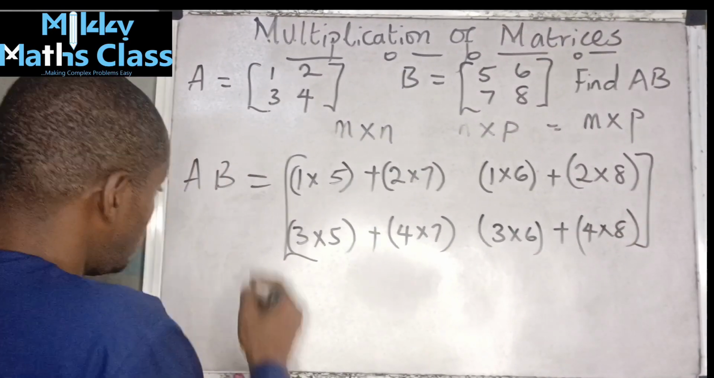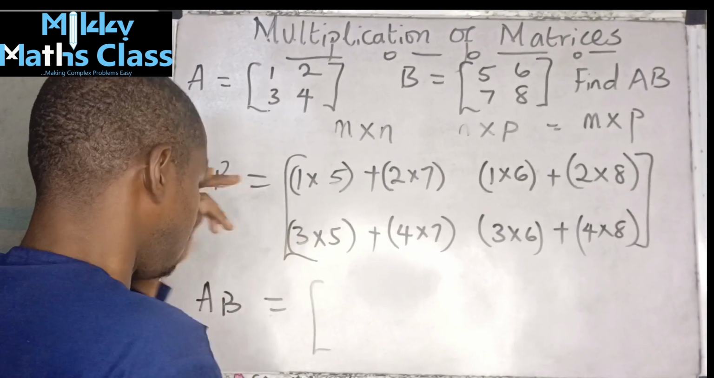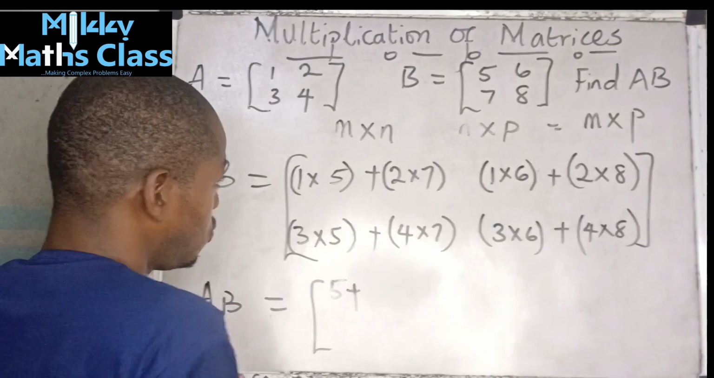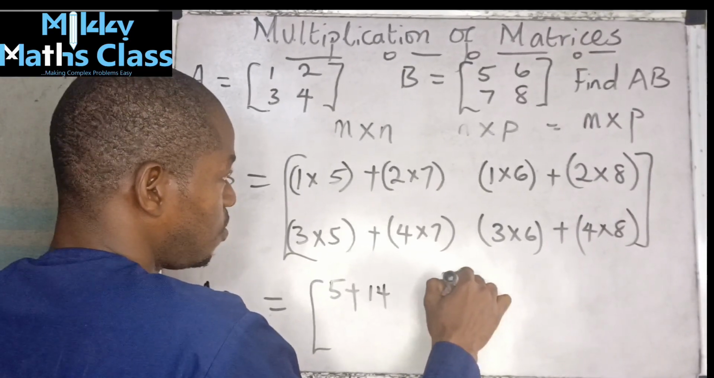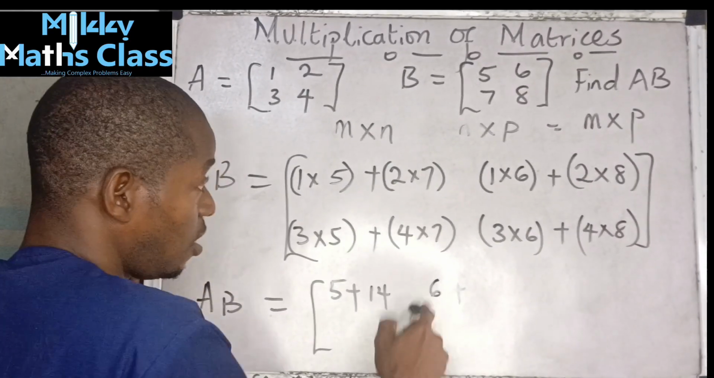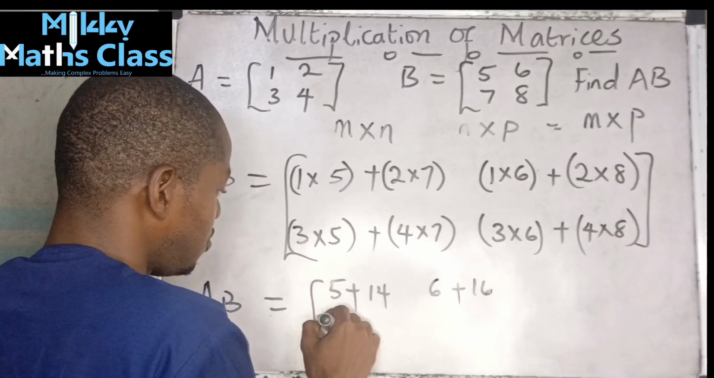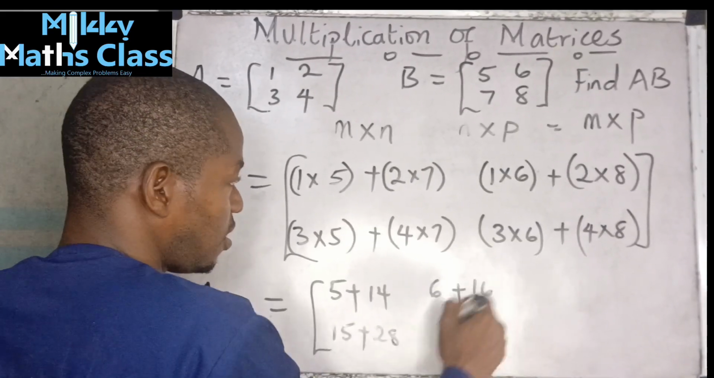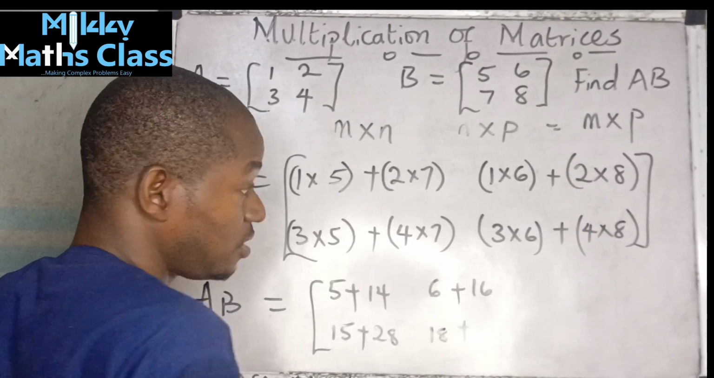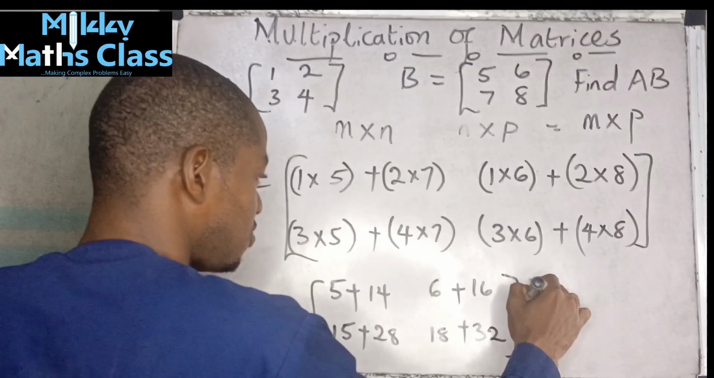Now let's go. What do we have here? So our AB is equal to 1 times 5 is 5 plus 2 times 7, 14. Then you have 1 times 6, 6 plus 8 times 2, 16 rather. Then you have 3 times 5, 15 plus 4 times 7 is 28. 3 times 6 is 18 plus 4 times 8 is 32. So let's add it.